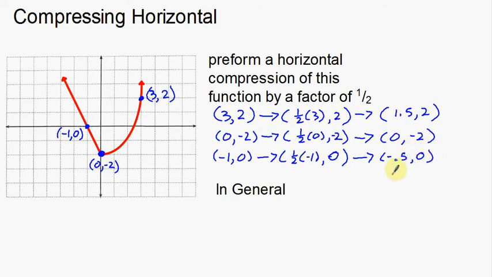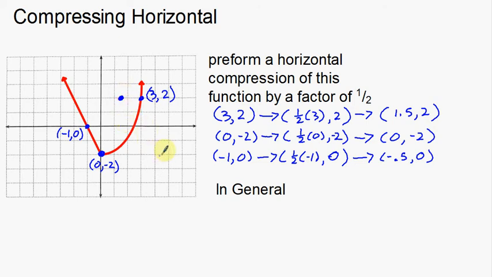Now notice that the y-coordinates didn't change at all. It's only the x-coordinates because this is a horizontal compression. Horizontal, which is your x-axis, which is your x-coordinates. So we're only affecting the x-coordinates. So now I'm going to take these new points and put them on the graph and see what this looks like when I compress this horizontally. All right, so 1.5, 2.